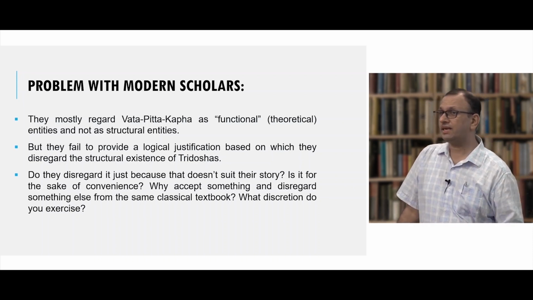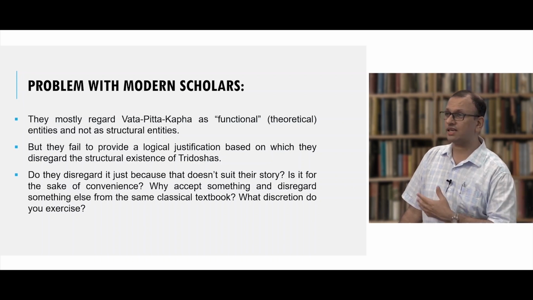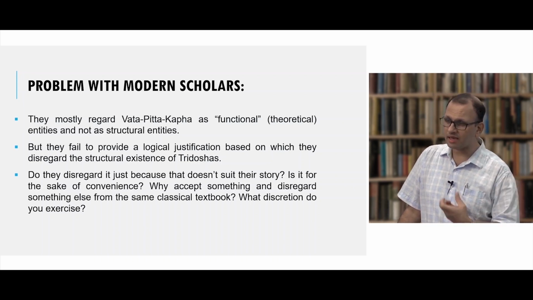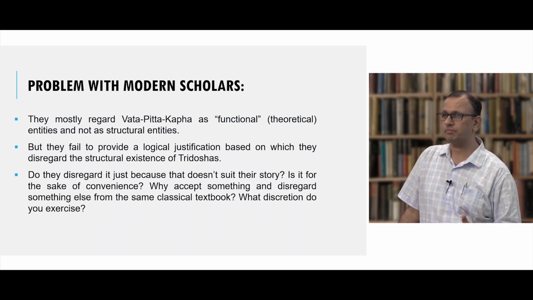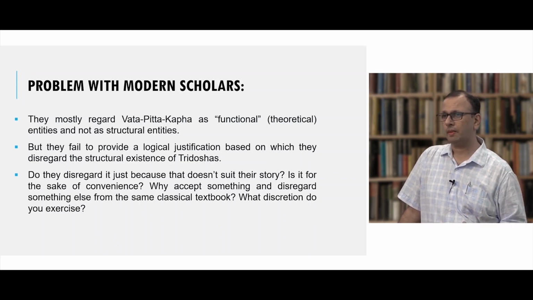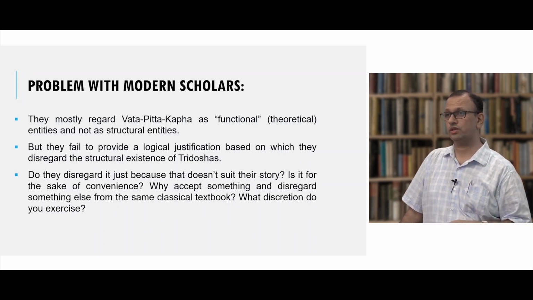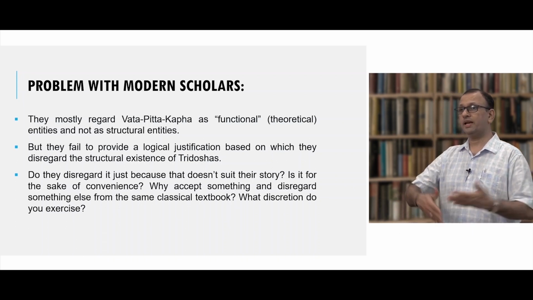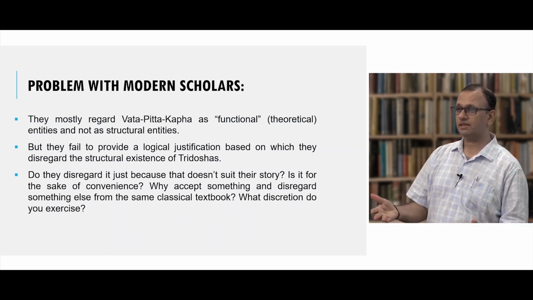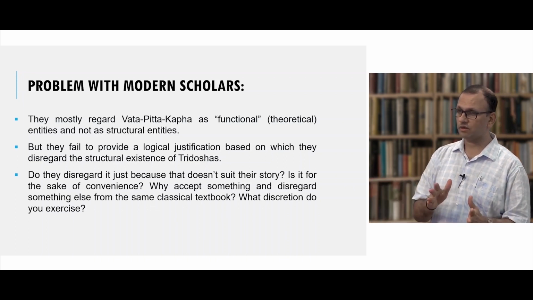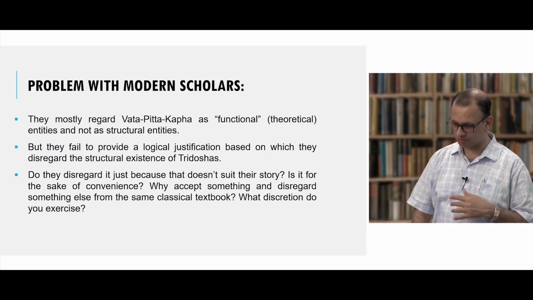Why accept something and disregard something else from the same classical textbook? What discretion do you exercise? I am placing these questions before those scholars who deny the structural existence of Tridosha. On what basis do you come to this conclusion? That is something nobody talks about. Simply saying that they are theoretical entities doesn't justify dismissing the classical textbooks.